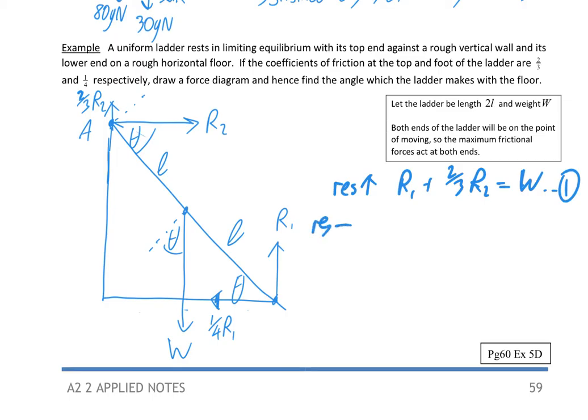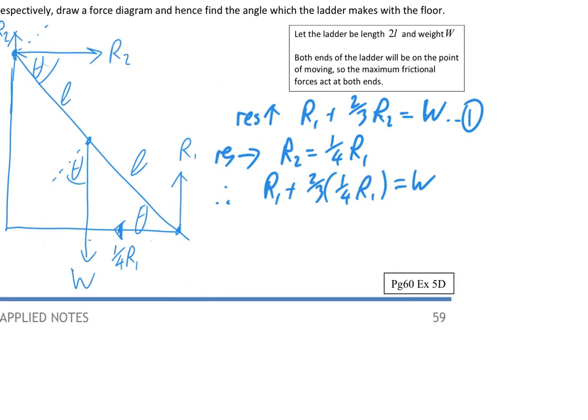We're going to resolve horizontally, and you're going to get that your R2 is equal to 1/4 R1. That's all you've got. I'll put that back into the first equation. Therefore, I could say that is going to be R1 plus 2/3 times 1/4 R1 will be equal to W. And just do that in your calculator, do 1 plus 2/3 times 1/4. And what you're going to get is 7/6. So 7/6 times R1 is equal to W.